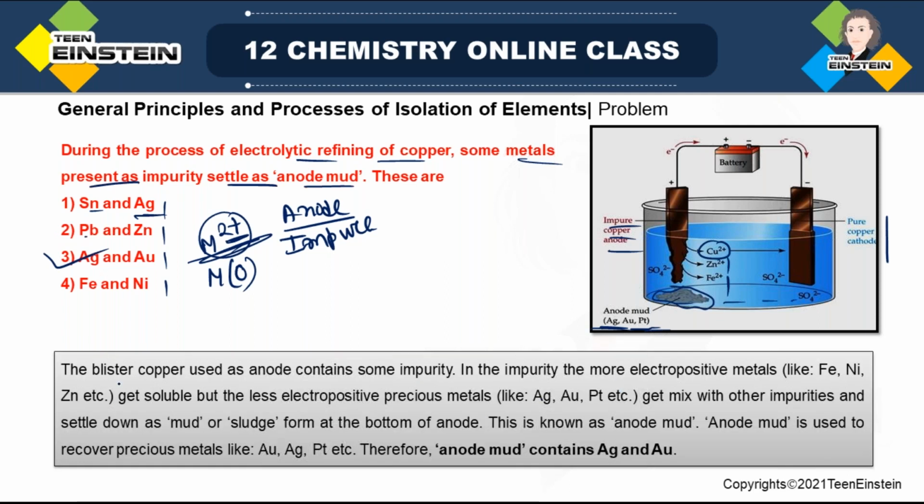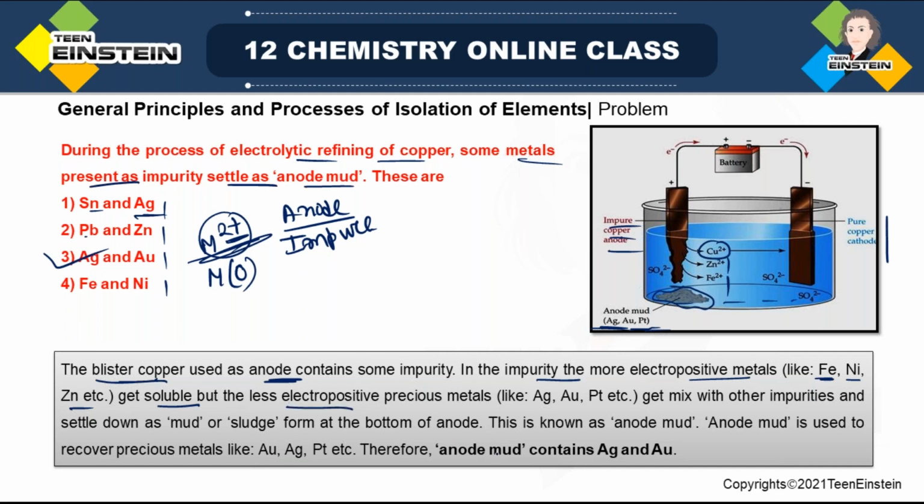The blister copper is used as the anode. As this is a refining method, it is the last method. Before this method, you have already done the isolation and concentration. So after isolation, the copper that we get is known as blister copper because of a blister-type appearance on its surface. In this blister copper used as anode, the more electropositive metals like Fe, Ni, Zn are basically impurities. They will be soluble because they will remain in ionic form: Zn2+, Fe2+, Ni2+.